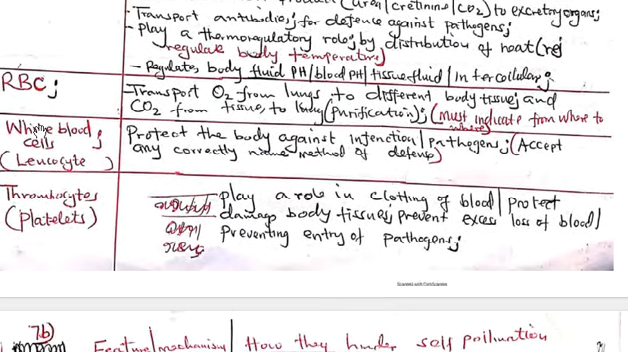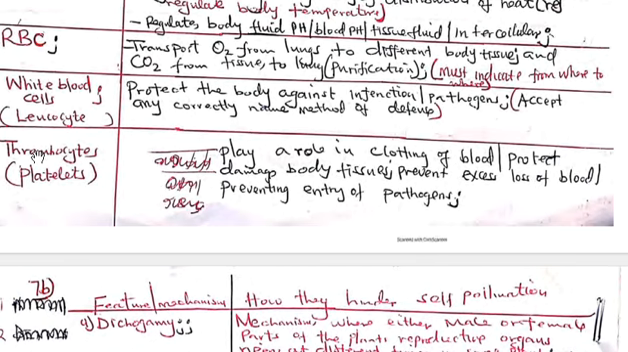Then white blood cells or the leukocytes, they protect the body against infection or pathogens. The last bit we have thrombocytes or the platelets, and their role is a clotting of blood or protects the body tissues from damage and prevents excess, the keyword excess, loss of blood, and also prevents entry of pathogens. And that is the end of our analysis. Thank you.